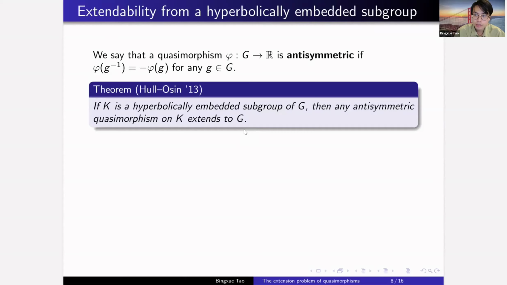So it is a direct corollary that if G is cylindrically hyperbolic, then there are many quasimorphisms on G, because we can choose K to be a virtually free subgroup. But this corollary was not originally proved by Hull and Osin. It can also be proved from Bestvina–Fujiwara.